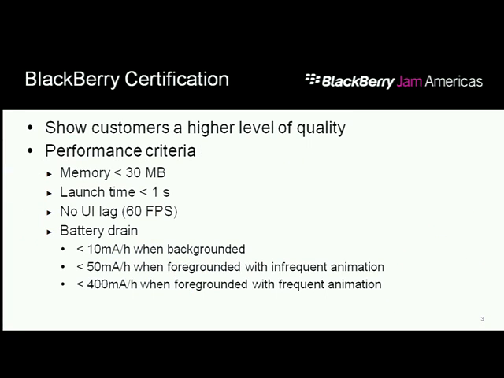As part of that, there's a set of criteria that your application must follow, and some of them are surrounding performance. The keys there are that your memory can't exceed 30 megabytes. Your launch time must be less than a second. You need to ensure that you don't have any UI lag, so that means your application is running at a full 60 frames per second. And there are also a few requirements around battery drain. So when your app is backgrounded, you only consume a certain amount of power, and the same when you're foregrounded or doing a lot of animation.